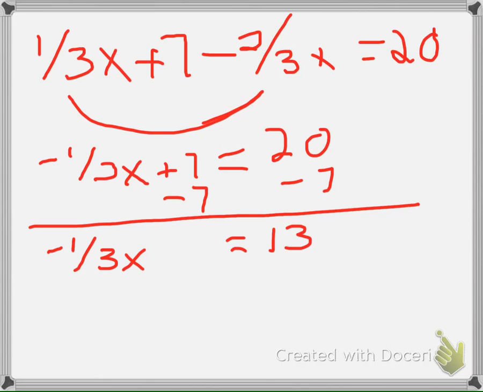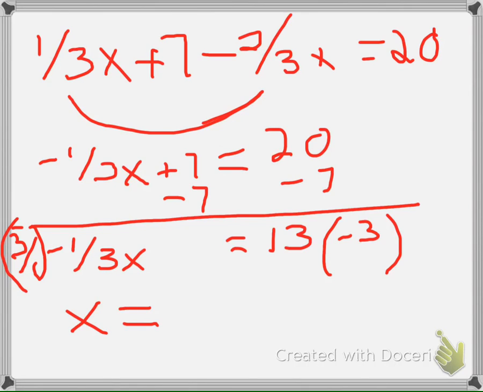What's the reciprocal of 1/3? That would be 3 over 1. And that's a negative 3 over 1. And we're multiplying by that on both sides. Over here, a fraction times its reciprocal is always 1, and a negative times a negative is a positive, so this is x. Over here, negative 3, because it was negative 3 over 1, negative 3 times 13 is negative 39.